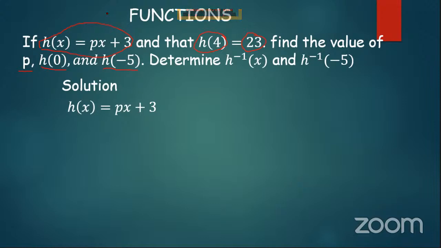We shall put forward the x so that it becomes 4p plus 3 and equate it to 23. Then take the 3 to the other side and subtract it from 23, to make it 4p equals 20, and divide by 4, getting 5 as the answer.